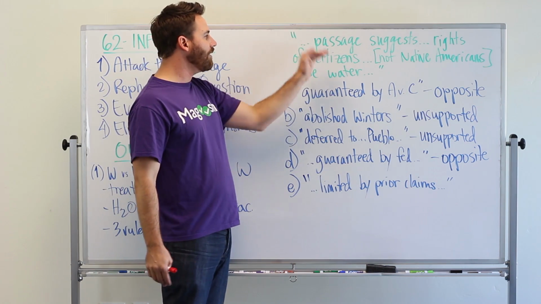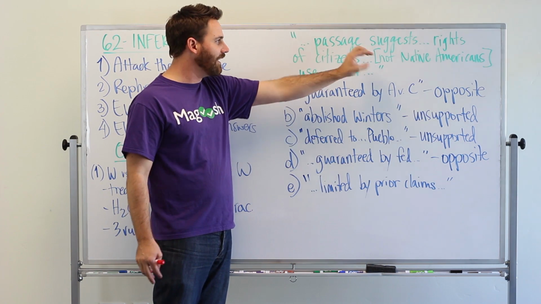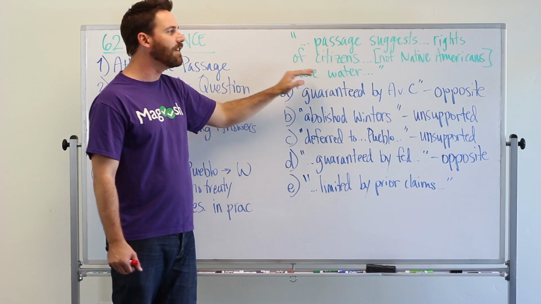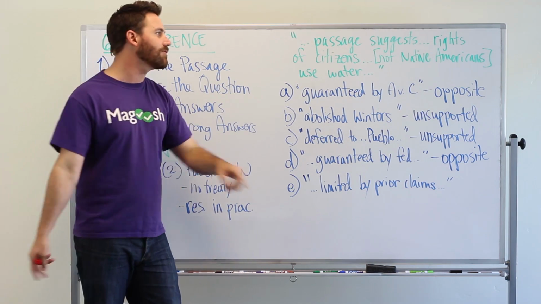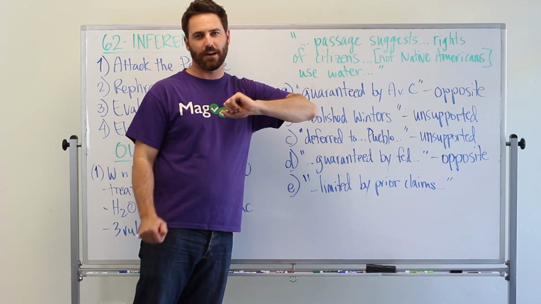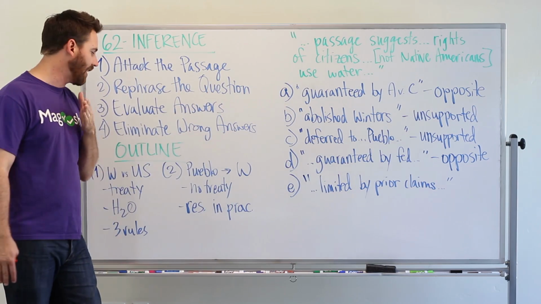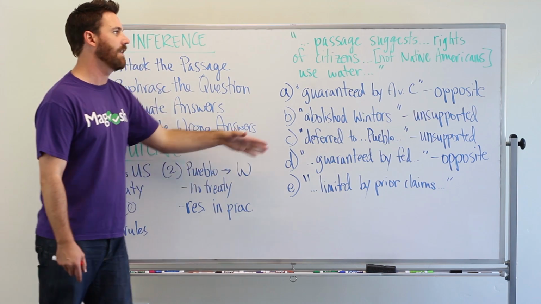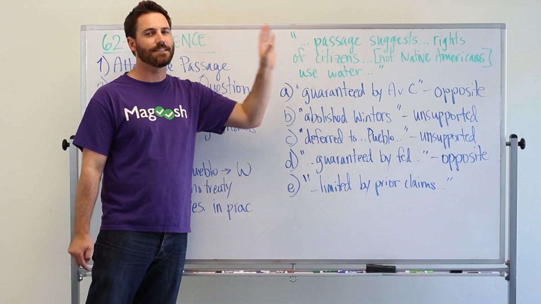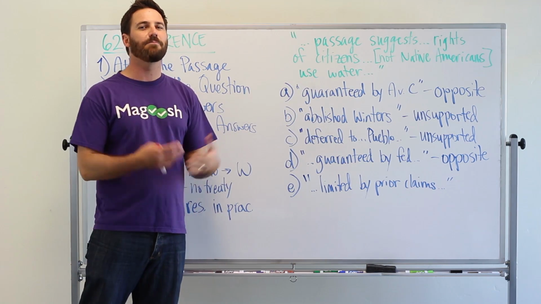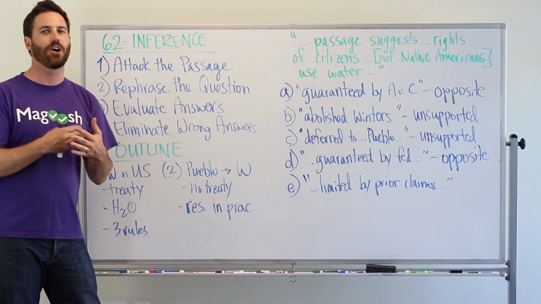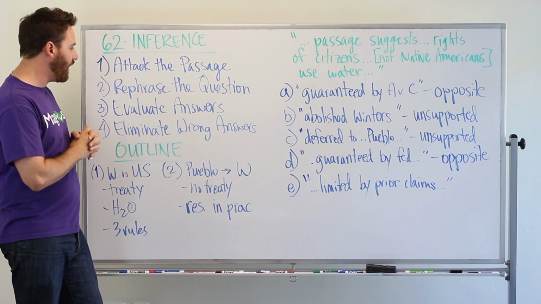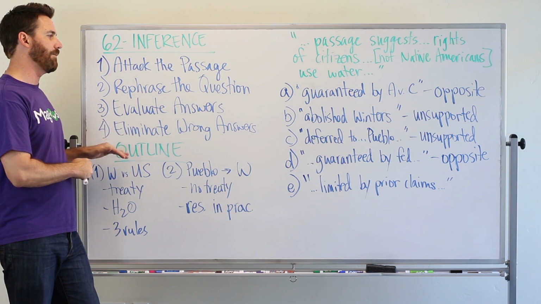It says the rights of citizens, and then it gets a little confusing, but what they're trying to do is focus in on the rights of citizens and their use of water as opposed to Native Americans. So in the passage, we've been learning a lot about Native Americans, their reservations, and their water rights. This question is asking us to infer what are the water rights of people who are not Native Americans on reservations. So once I know that, then I can start to evaluate the answers and eliminate wrong answers.